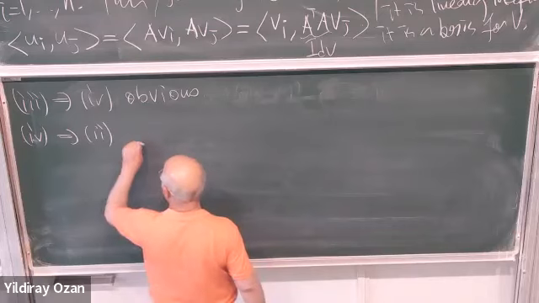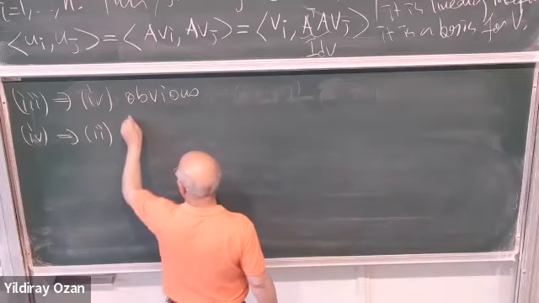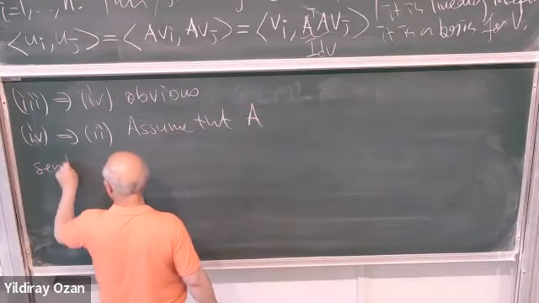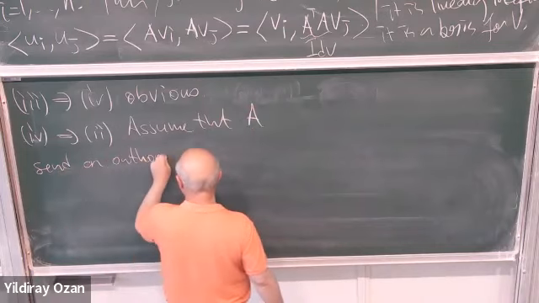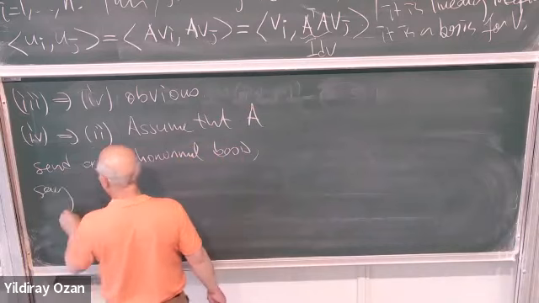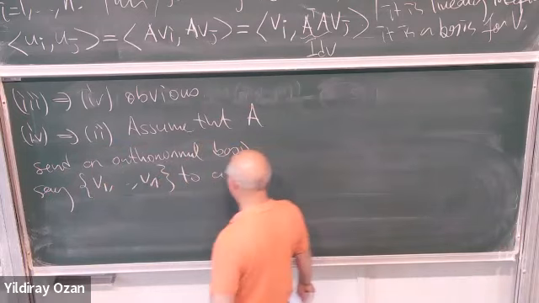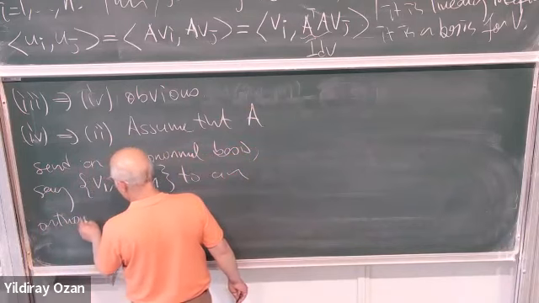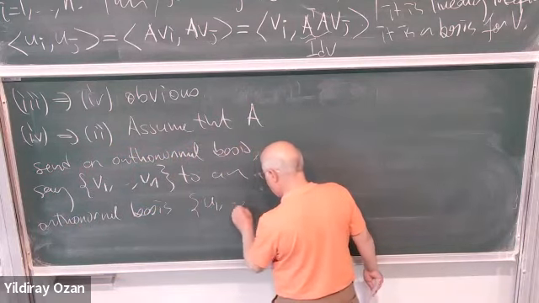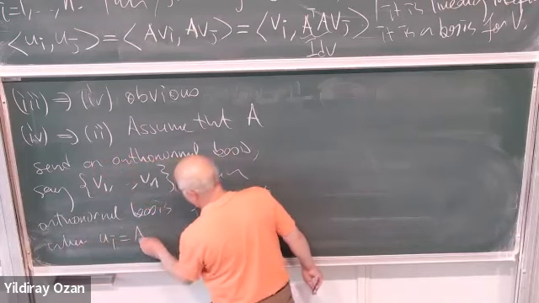So I assume that A sends an orthonormal basis to an orthonormal basis. So assume that A sends an orthonormal basis, say V1 up to Vn, to an orthonormal basis U1 up to Un. Okay? That's Ui is just A Vi.